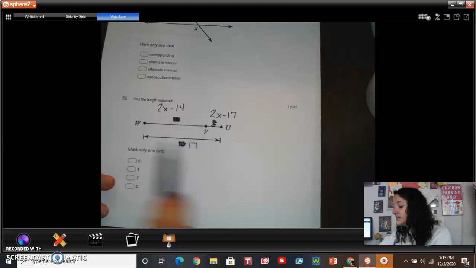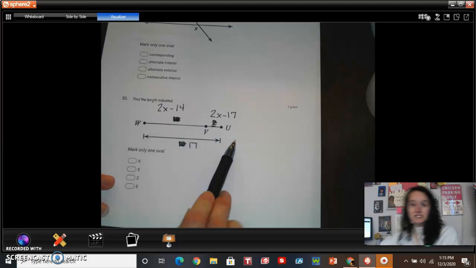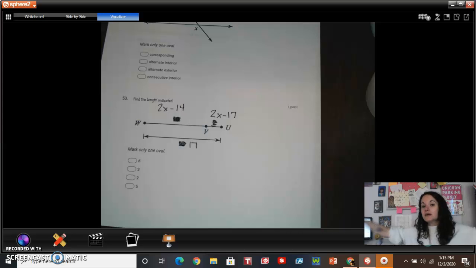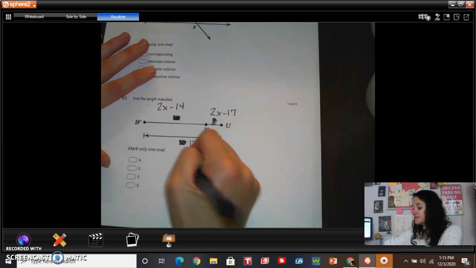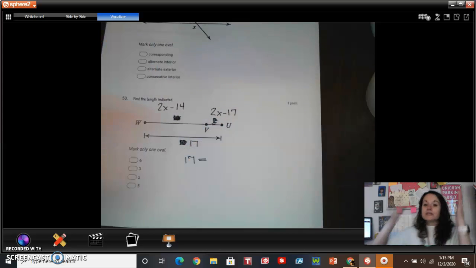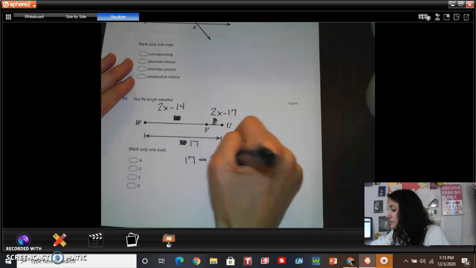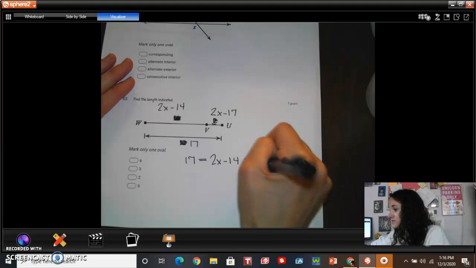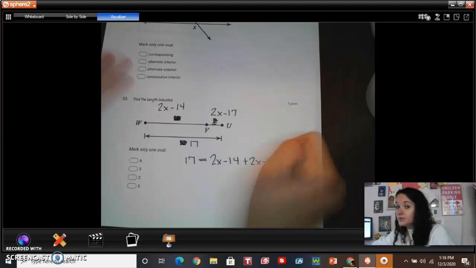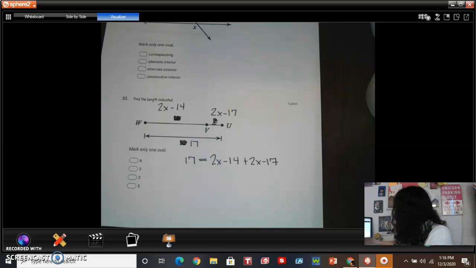Remember, the whole thing is represented by the segment with arrows, because that's telling you this entire length. So the whole thing, 17, is equal to the other 2 parts added together. So we would say 2x minus 14 plus 2x minus 17. You can solve the rest from there. I believe in you. All right.